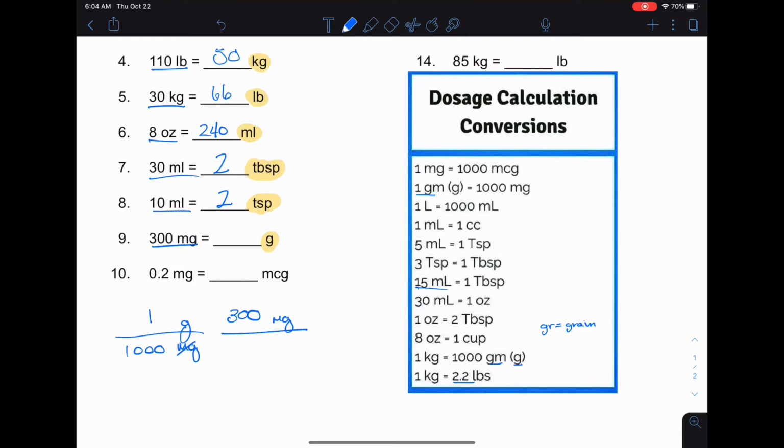300 milligrams, those are going to cancel, and so we are good to go ahead and throw that over 1 and multiply across. 300 divided by 1,000 is 0.3.